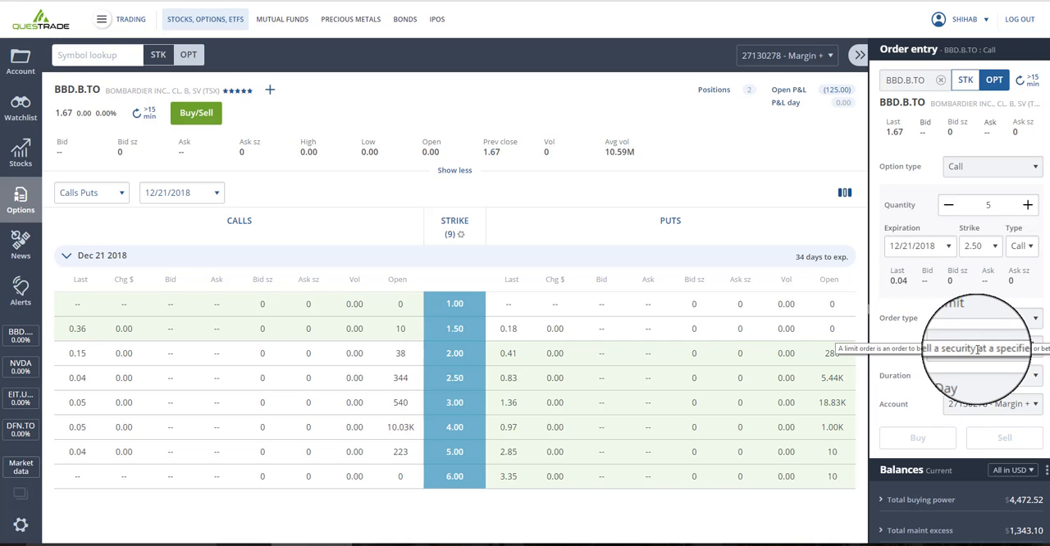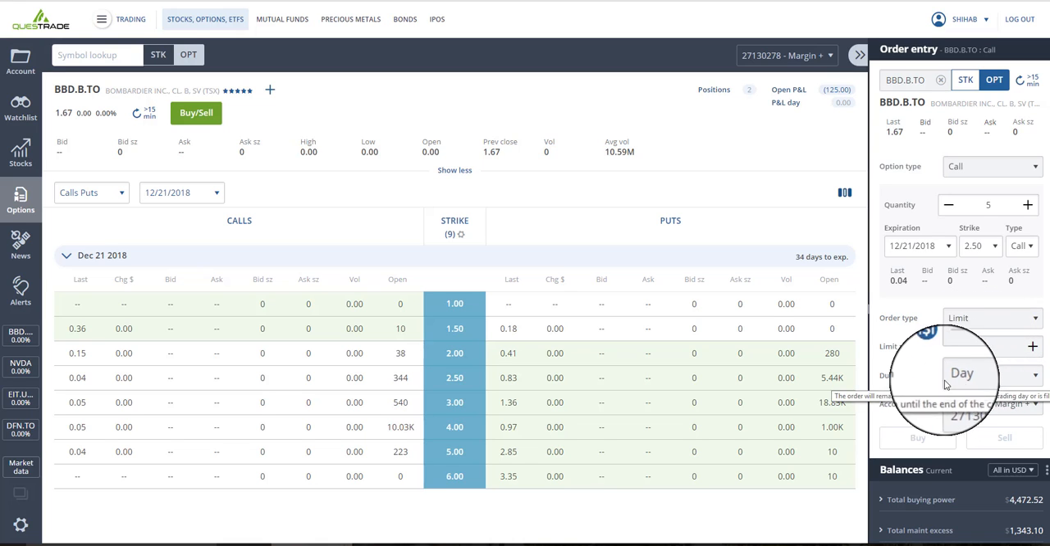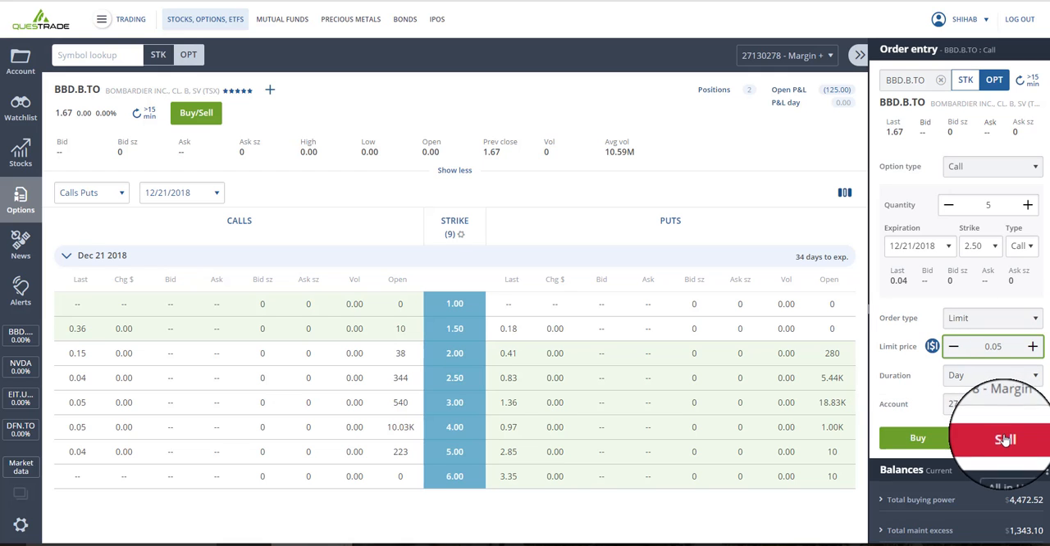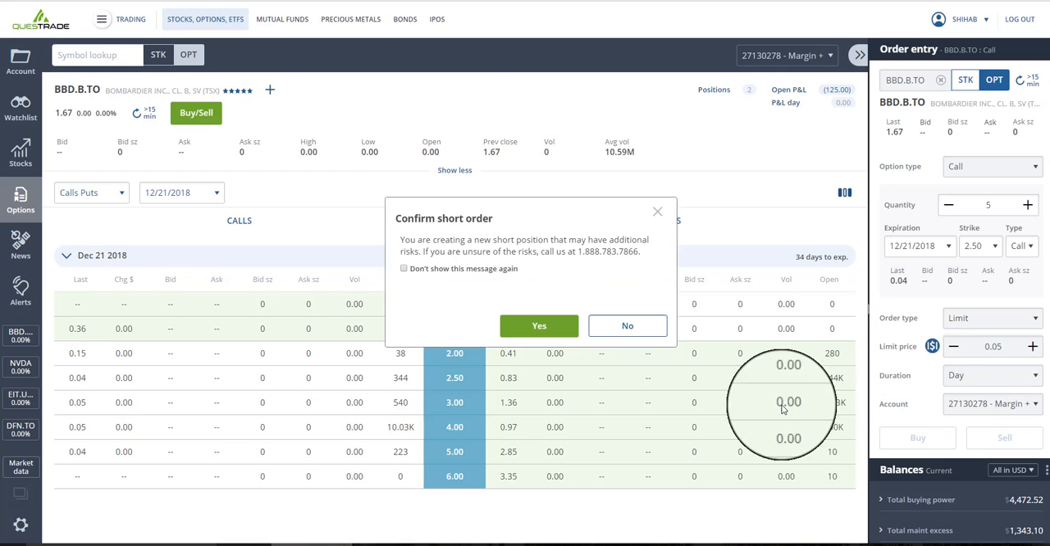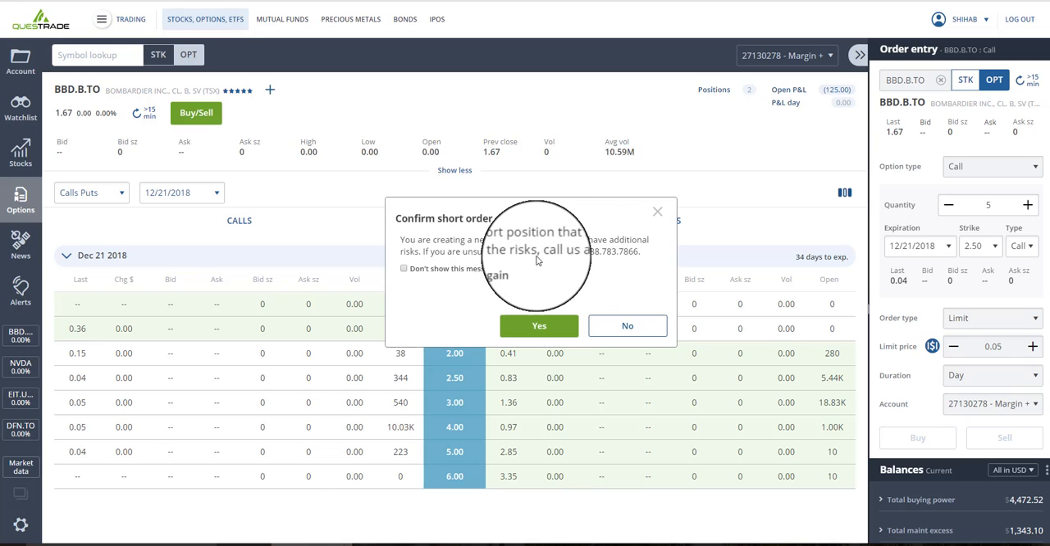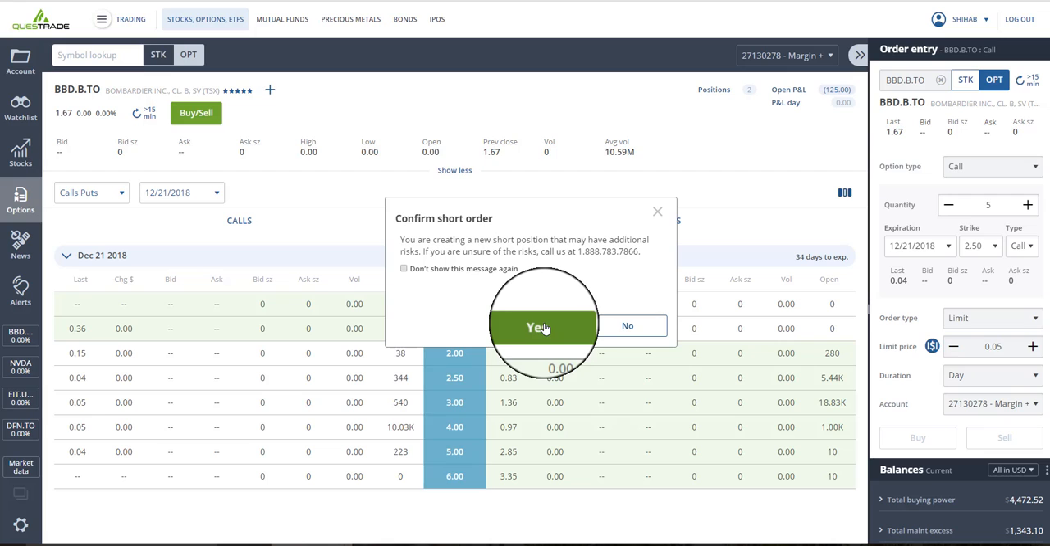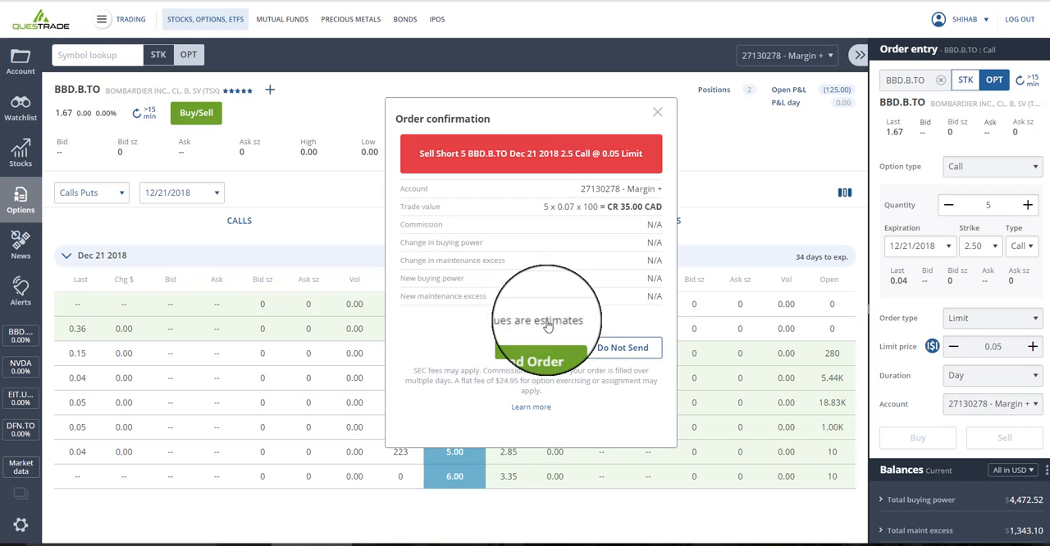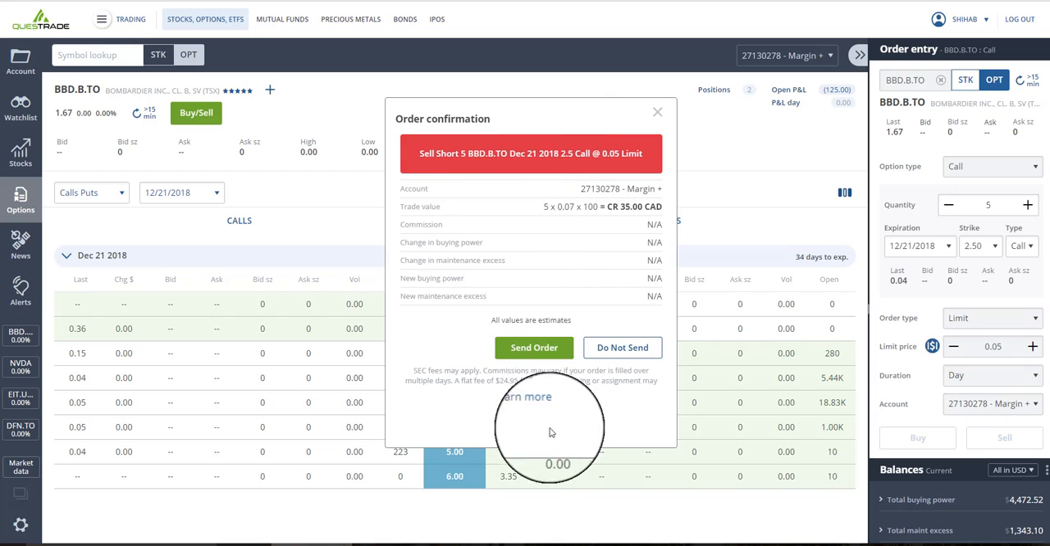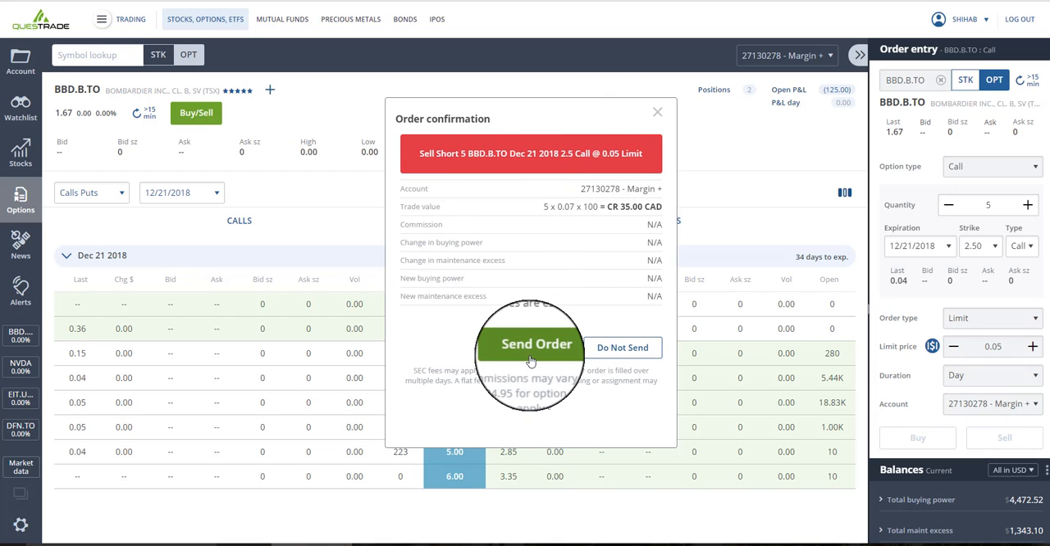Order type limit, and here I put the price I'd want to sell the option contract at, and then duration, and then I would click sell. I get this message here telling me that I'm creating a new short position, but I'm actually not, because I already own the shares. I'll explain later what happens in several scenarios. So I'll just click yes here, and then this is the last step. Then I click send order if I want to send it.